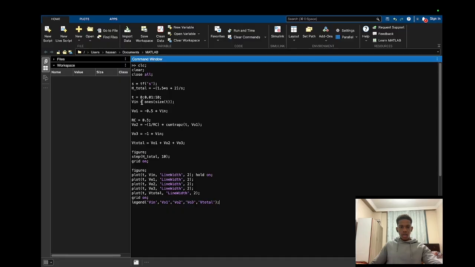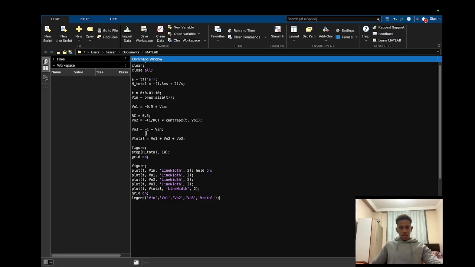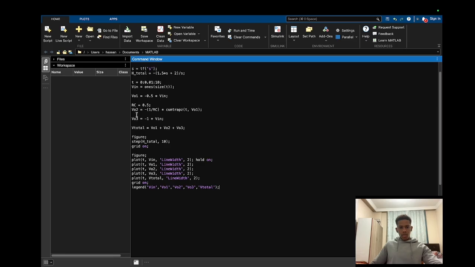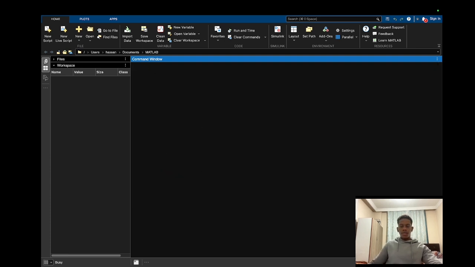And we have the time from 0 to 10 seconds. V in, one size is for bullet RC equals 0.5, and here we have V0, here we have V1, V out 1, and here we have V out 2, and here we have V out 3. So let's run the code.